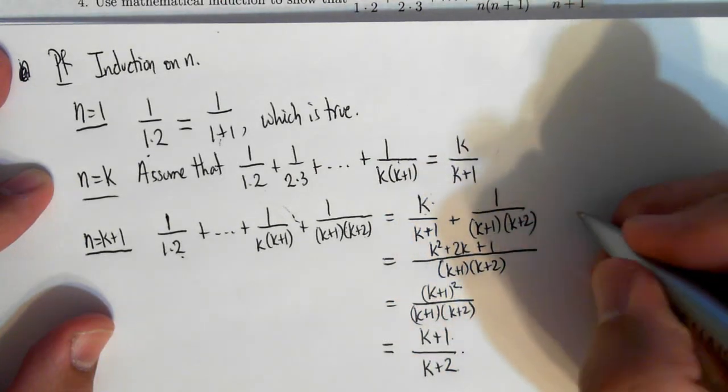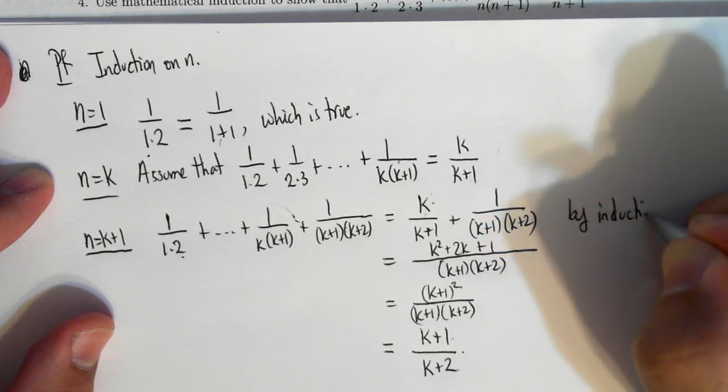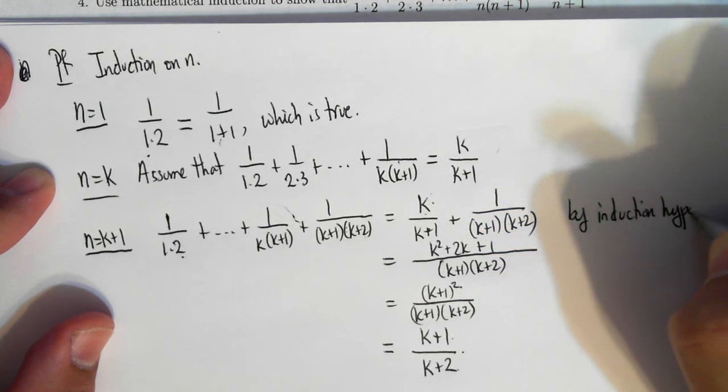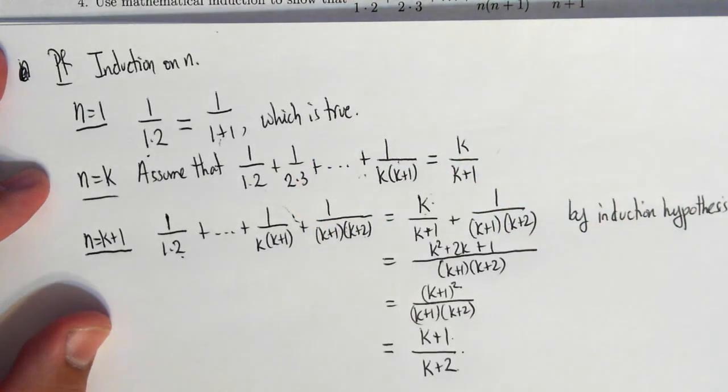And so I didn't write it down here, this is by induction hypothesis. And I want to explicitly mark the step where the n equals k assumption gets used.